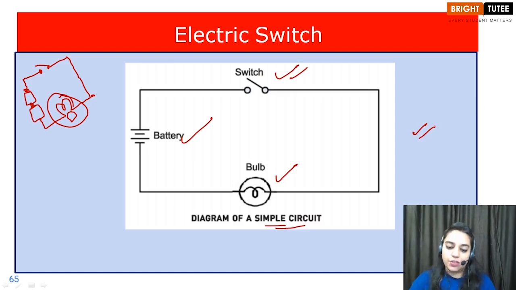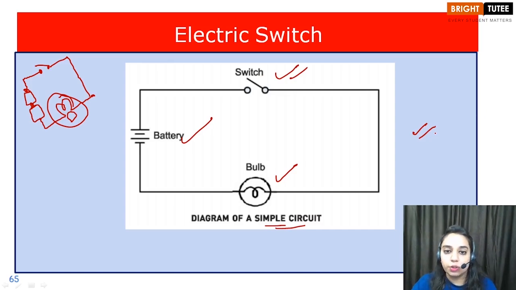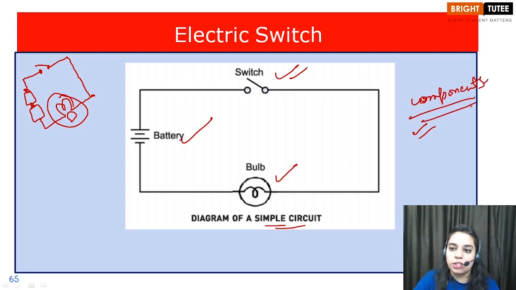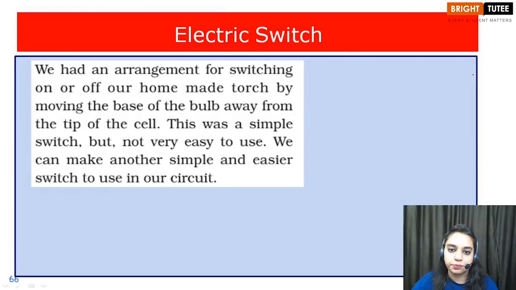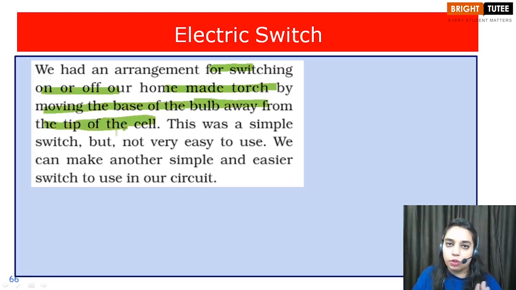Okay, children? And children, if you have the other diagram also, you can convert it easily into this circuit diagram. By using these different components, by using different symbols of these components. Okay, children? So let us now move ahead. Let us read about this, children. So we had an arrangement for switching on and off of our homemade torch by moving the base of the bulb away from the tip of the cell. Don't worry about it, children. We are about to discuss this activity too.